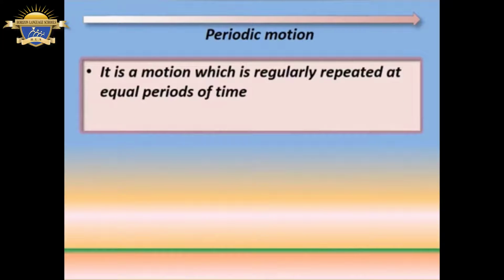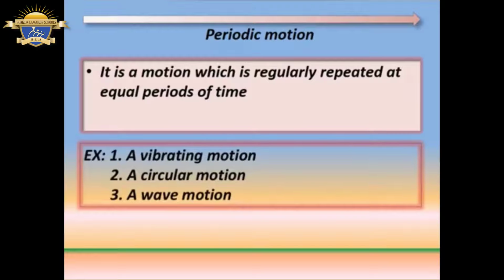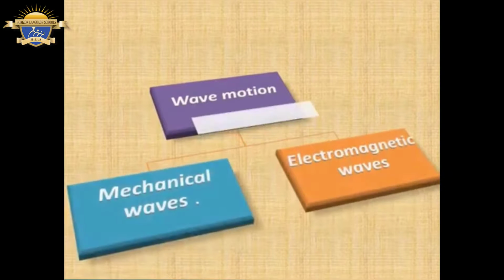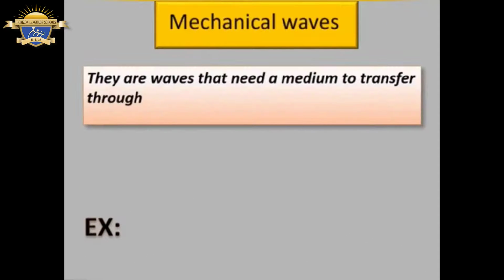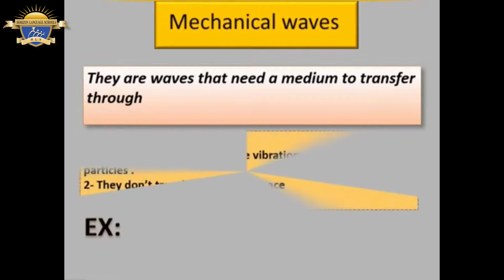Number 2, periodic motion. It is a motion which is regularly repeated at equal periods of time. Number 1, vibrating motion, as the pendulum. Number 2, circular motion, as the movement of the moon around the earth. Number 3, wave motion, as the water waves. We will study wave motion, which has two types: mechanical waves and electromagnetic waves.